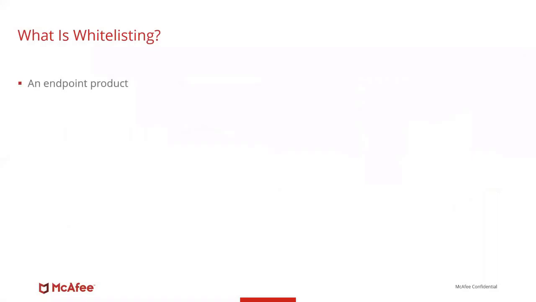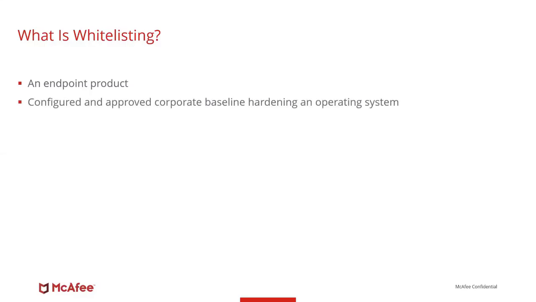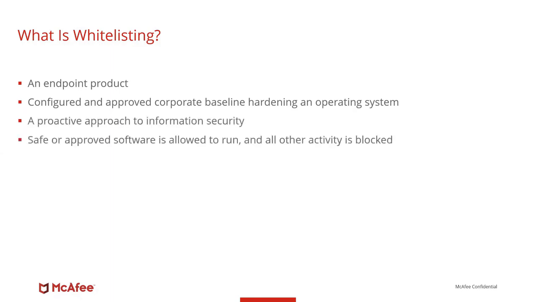So first, we just want to make sure you have an understanding of what whitelisting is. Whitelisting allows a proactive approach to security, so you don't have to rely on known malware or signatures. It does run on your endpoint. It can be configured to allow a baseline hardening for an operating system, so you can compare what's been installed and what's not. With whitelisting, you have safe and approved software, so you can block everything that you don't want to run.